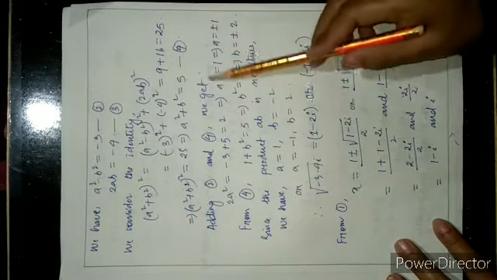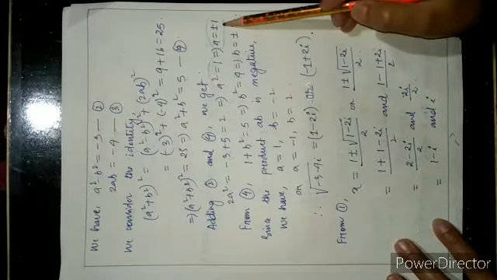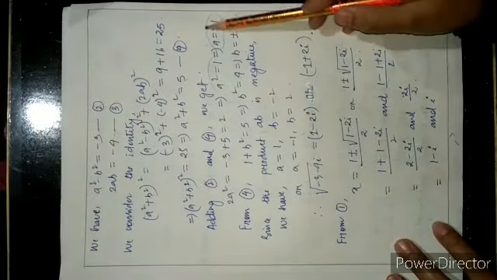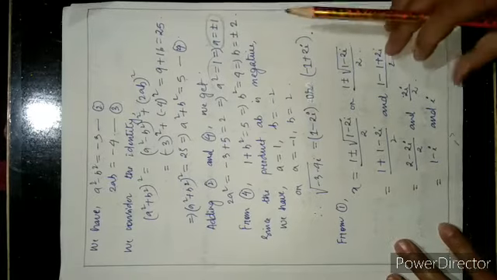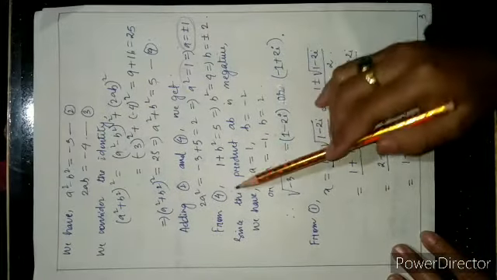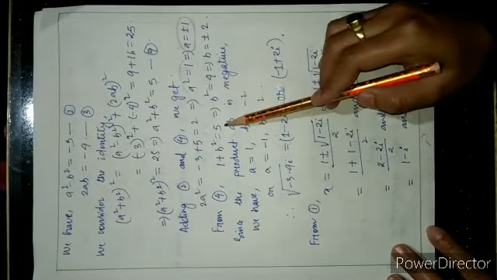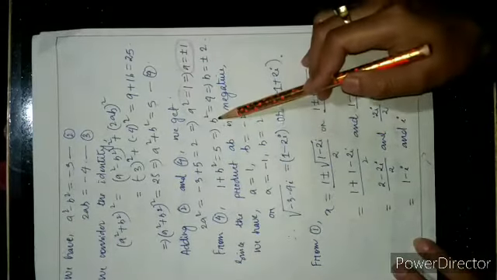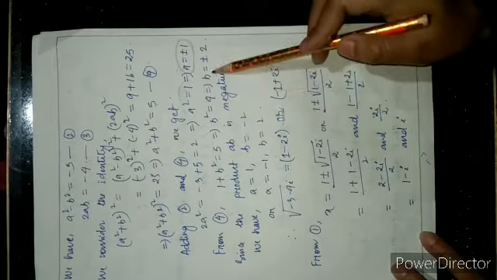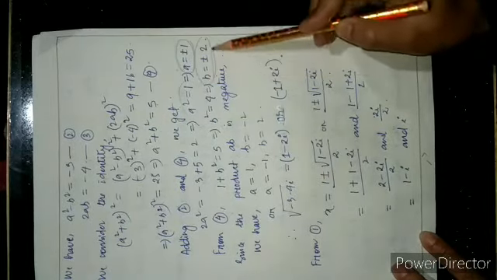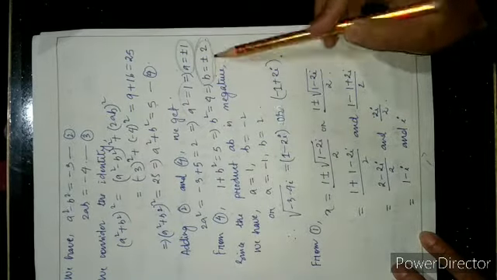Then taking square root on both sides, possible values of a are plus minus 1. From equation number 4, 1 plus b square is equal to 5, which implies that b square is 5 minus 1, which is 4. Taking square root on both sides, possible values of b are plus minus 2.